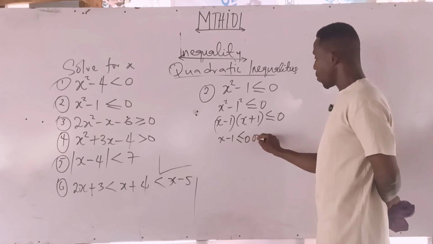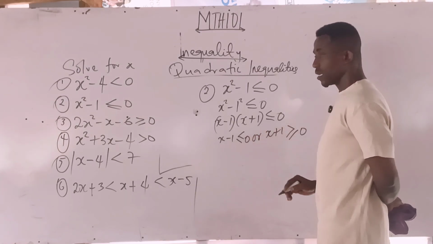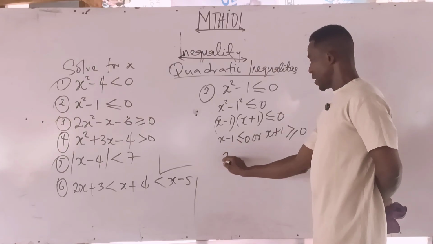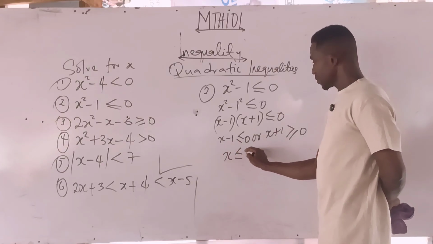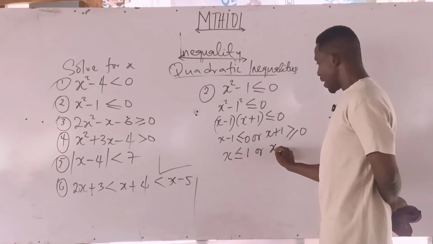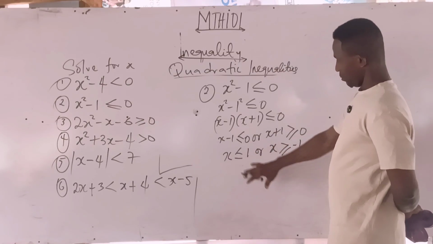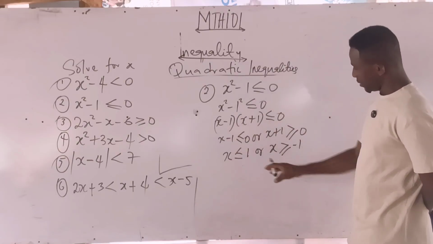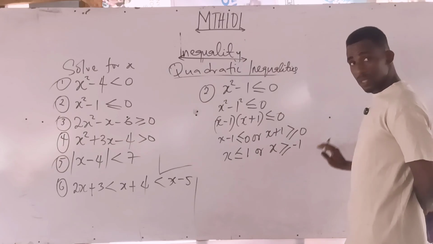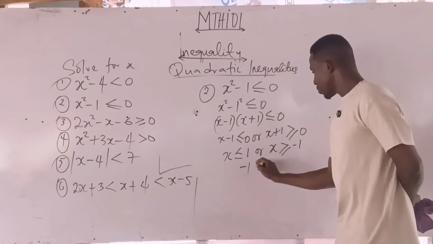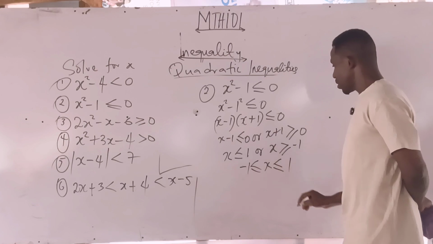or x plus 1 is greater than or equal to 0. When you've done that, you now say x is less than or equal to 1, or minus x is greater than or equal to minus 1. Is it possible for x to be less than 1 at the same time greater than minus 1? If it is yes, that means minus 1 is less than or equal to x, x is less than or equal to 1.